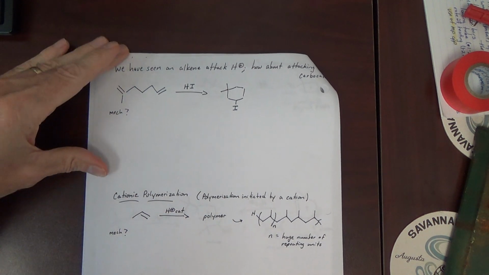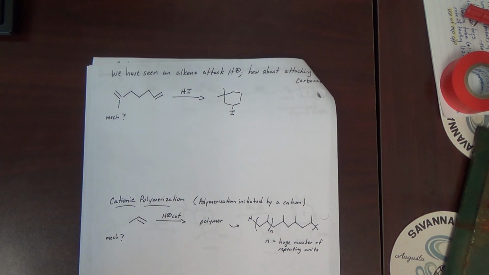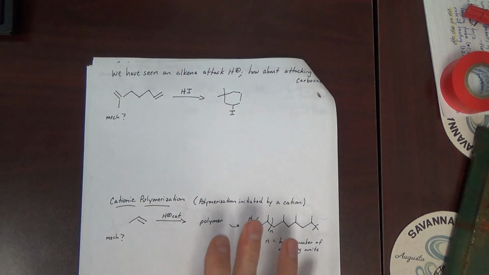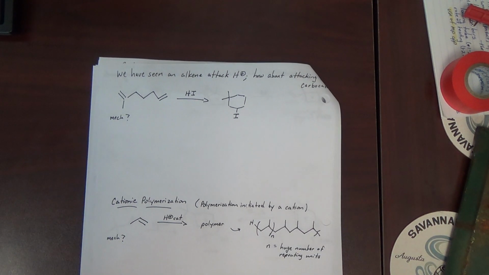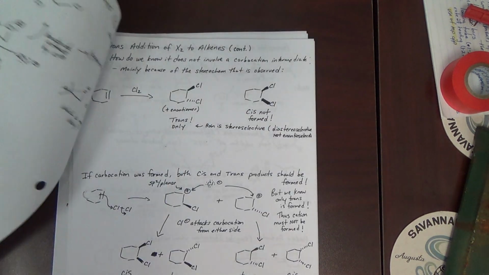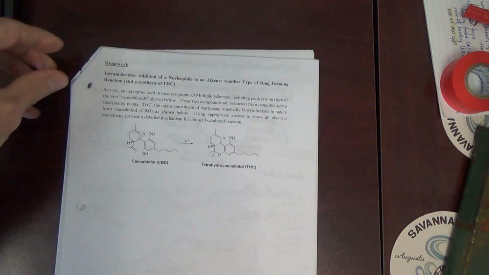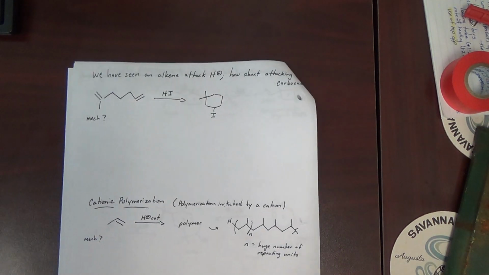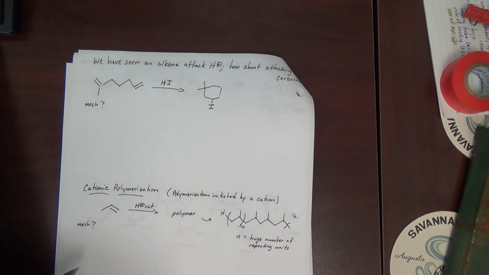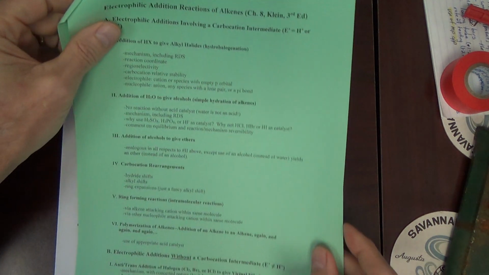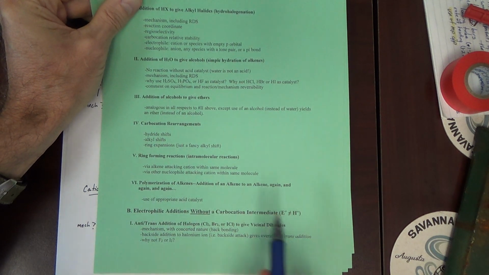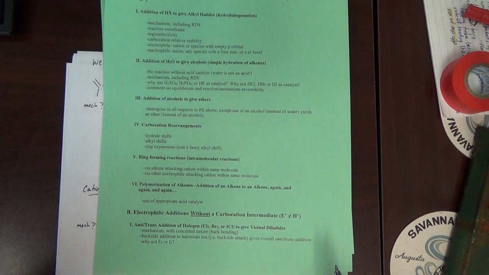On this next page, we'll be moving ahead, and perhaps I should do this on a next video. I think I will. These two here, we're going to see ring forming reactions and also polymerization of alkenes. Probably let's do this on the next video.